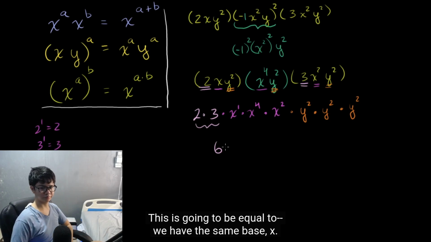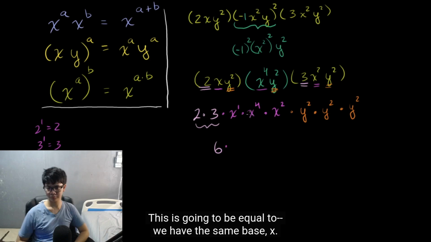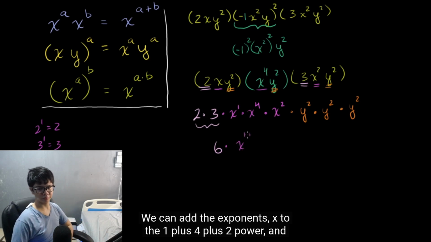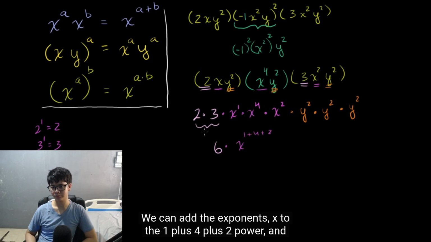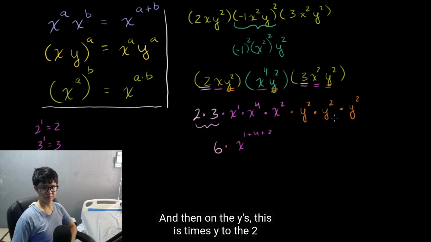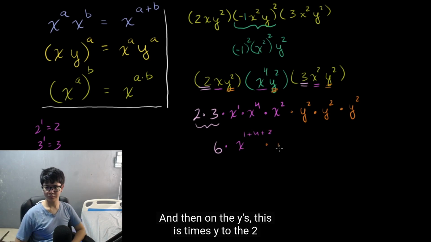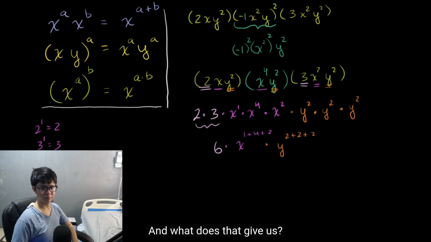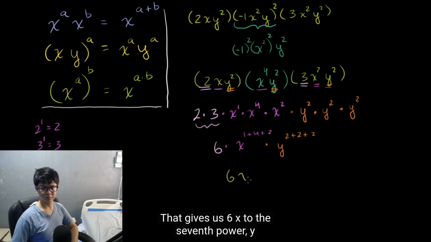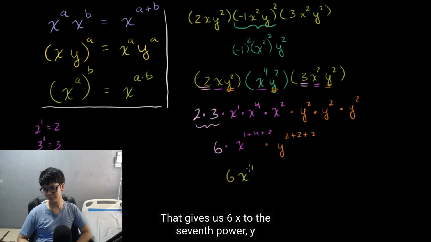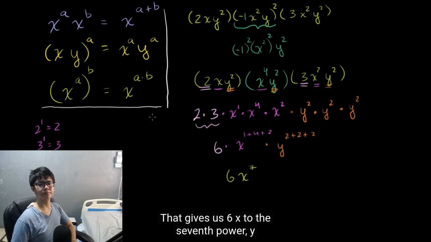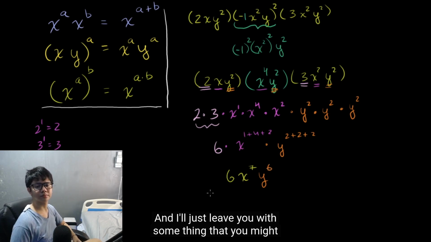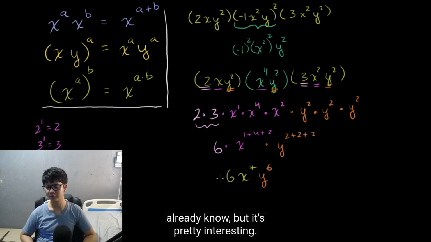So what is this going to be equal to? We have the same base, x, so we can add the exponents. X to the 1 plus 4 plus 2 power, and I will add it in the next step. And then on the y's, this is times y to the 2 plus 2 plus 2 power. And what does that give us? That gives us 6 x to the 7th power, y to the 6th power.